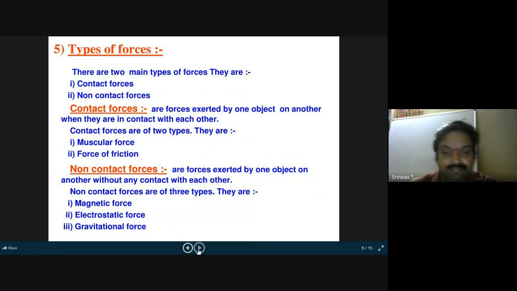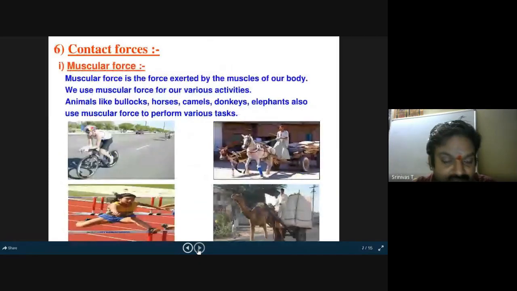Next, here you can see contact forces, as I just said. The first one is muscular force, the force exerted by the muscles of our body. Here the sports person in both the cases is applying some muscles of the body. We use muscular forces for various activities, like animals. Animals like bullocks, horses, camels, and donkeys all use muscular force to perform various tasks. Horses generally pull the carts, camels in a similar way. Donkeys and elephants also use muscular forces to perform various tasks.